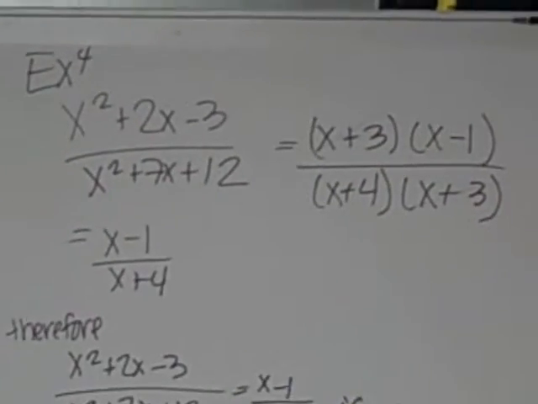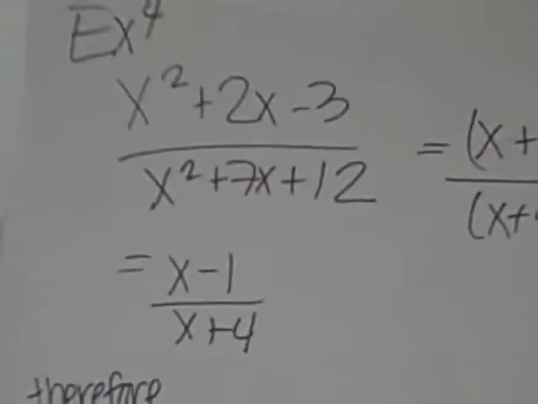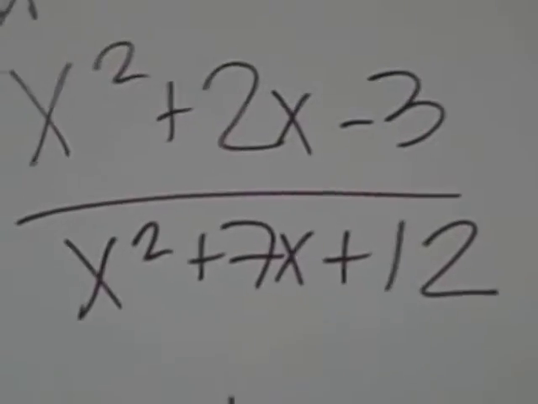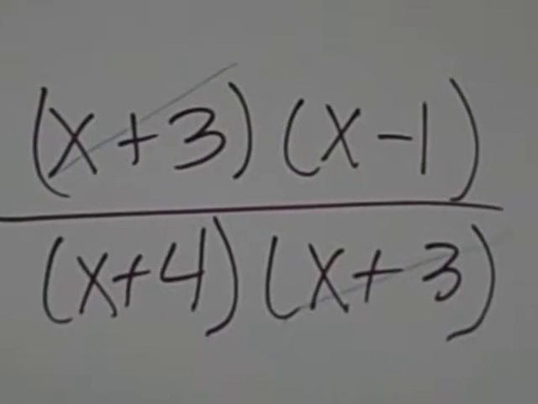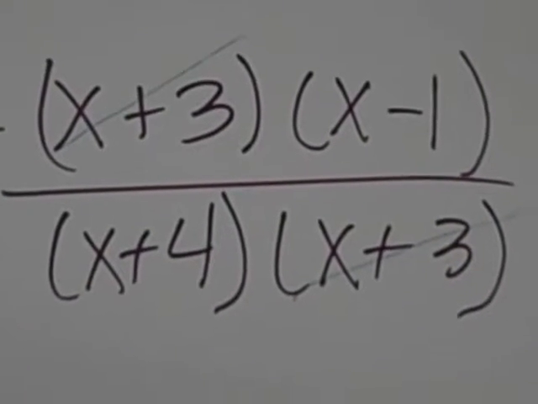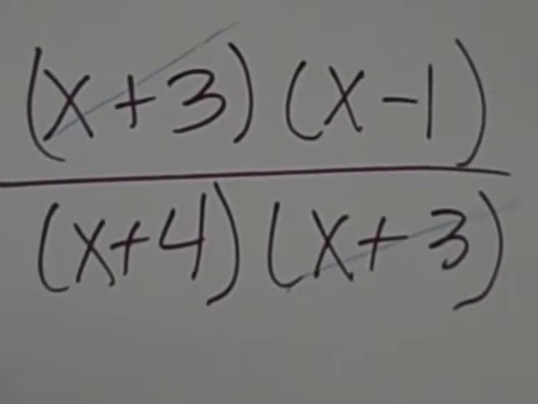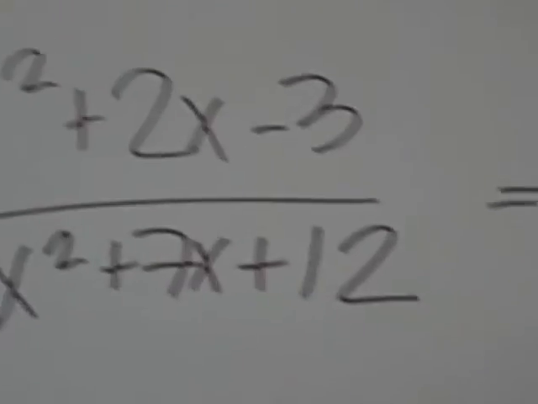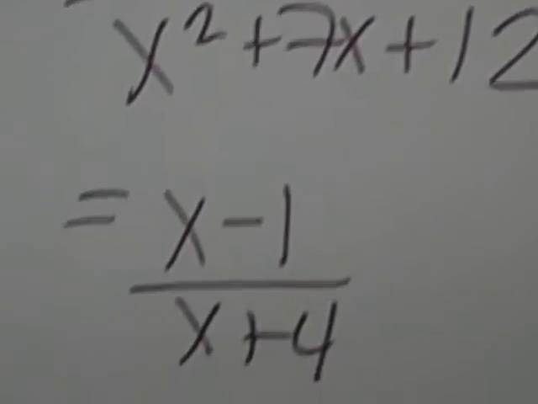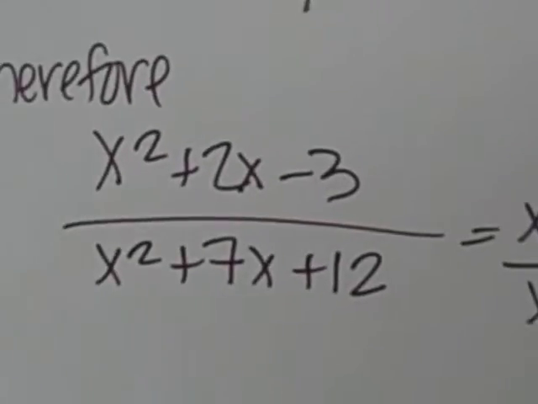Example 4, equivalent of 2 trinomials. Simplify x squared plus 2x minus 3 over x squared plus 7x plus 12. What you're going to do is factor the numerator and the denominator. Next, divide, and assume that x does not equal negative 3 or negative 4. Therefore, x squared plus 2x minus 3 over x squared plus 7x plus 12 equals x minus 1 over x plus 4 if x is not equal to negative 3 or negative 4.